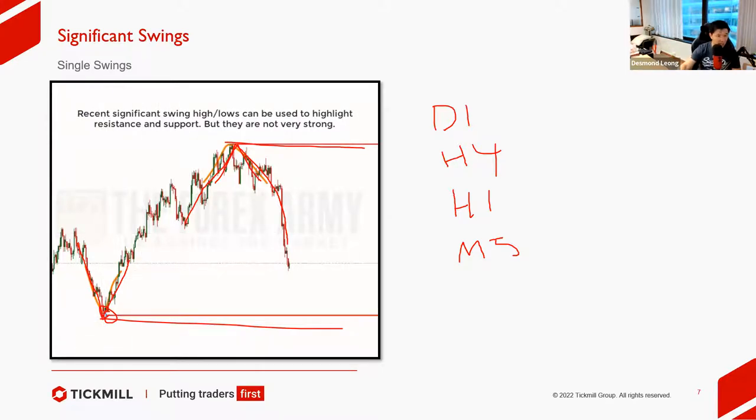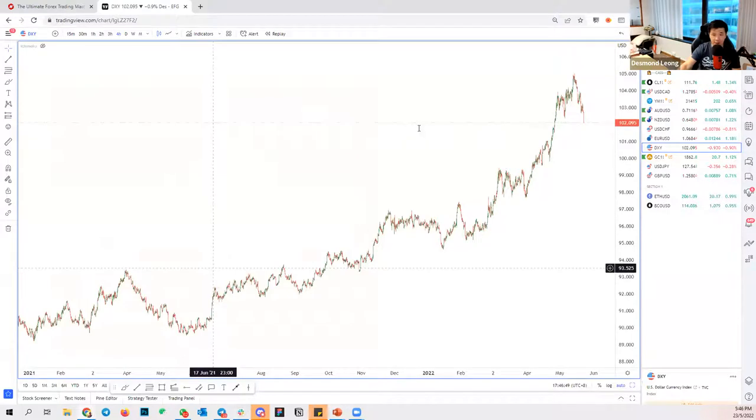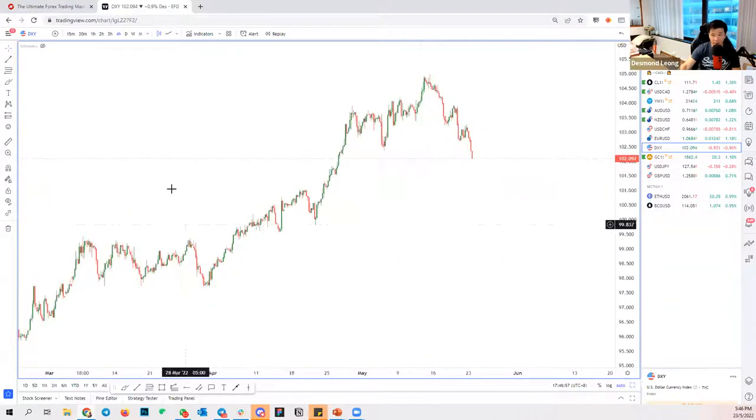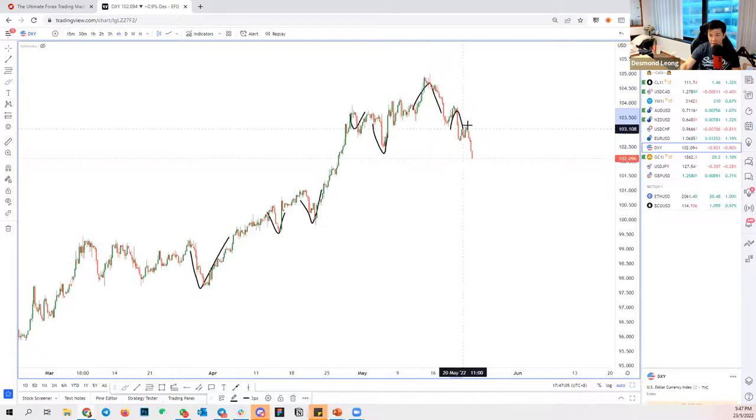So let's throw up this chart on the dollar index. Let's just say we're looking over here and thinking, this is not that great. These are small little levels. They're not all that great, correct?